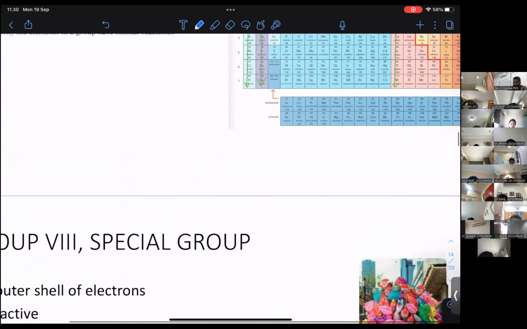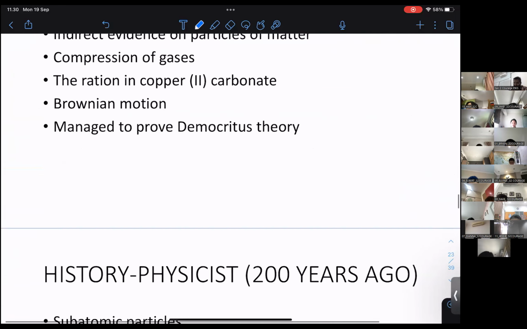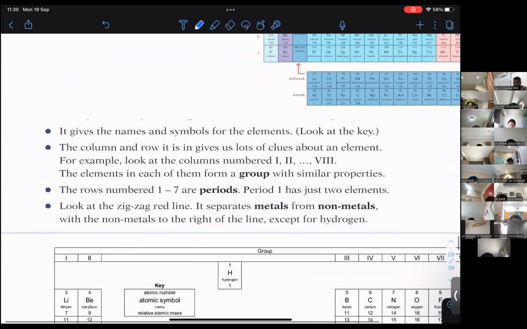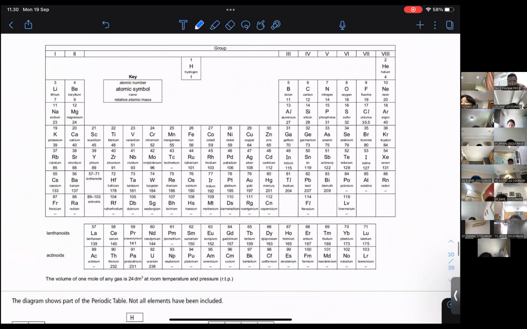But in your exams, the periodic table that you will get is going to be this one, the one over here. This is the periodic table that you will get in your exam. And it is slightly different, especially when you look at this value.